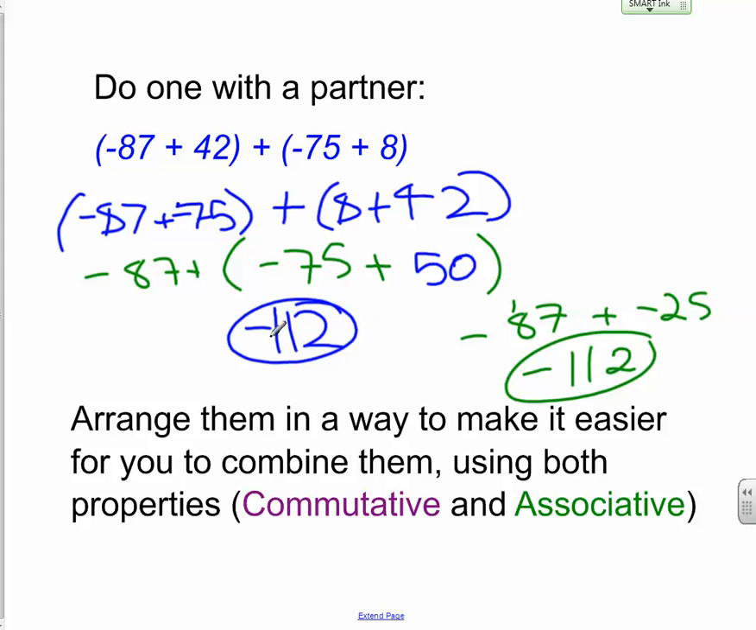I know what we did. We ended up doing it two different ways here. I wanted to show you didn't have to group these together. A lot of you grouped these together first, which was fine, and you still got 112. But another way to group them is to put your 8 and 42 together, and that gives us 50, and then put the negative 75 in brackets with the 50, and that's negative 25, and then add your negative 87, and we get negative 112. So either way works as long as you're just rearranging and putting the brackets in.